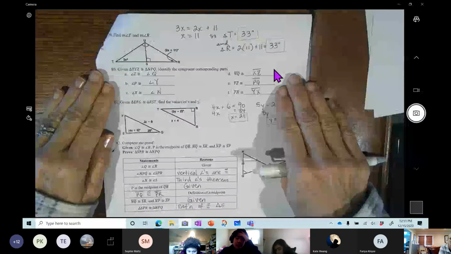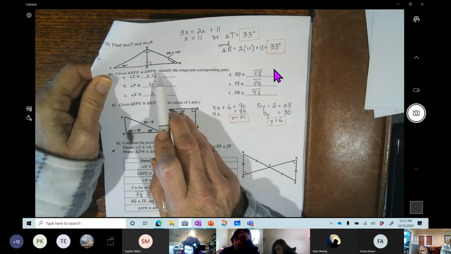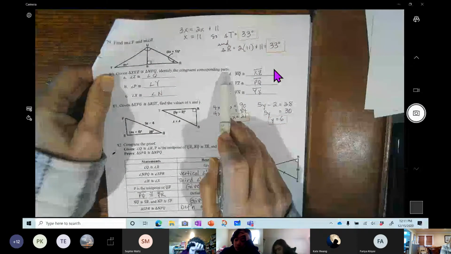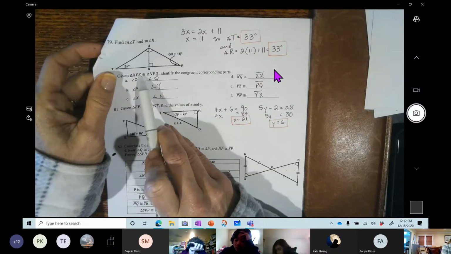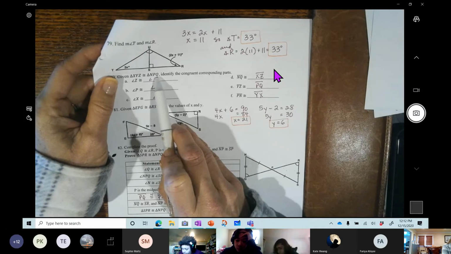There's no picture with number 80. All it says is you have XYZ congruent to NPQ. When you identify the corresponding parts, all you have to do is look in the same order. So see how Z is the third one there? Well, it's going to correspond to the third one in the other one. So that's why it's Q. So Z is in the third place, Q is in the third place.